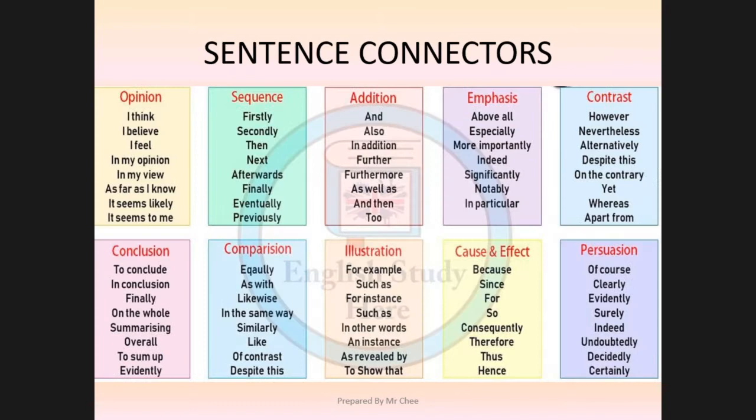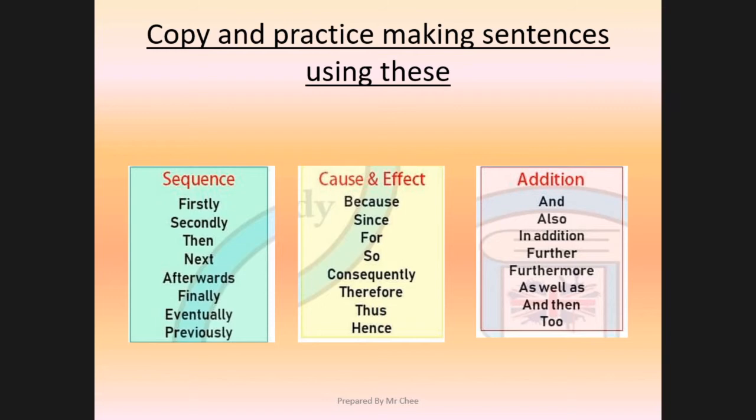Let's look at the first one. These are examples of sentence connectors. We need to memorize them, and they help us during our essay. But I recommend these three, which we use the most all the time: sequence, cause and effect, and addition. Copy and practice making sentences using these after this presentation.